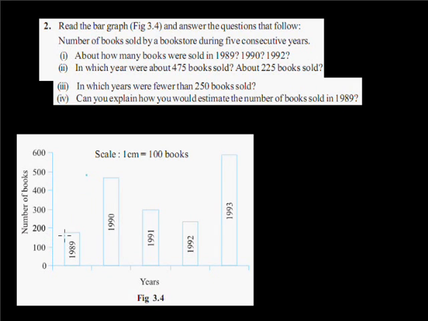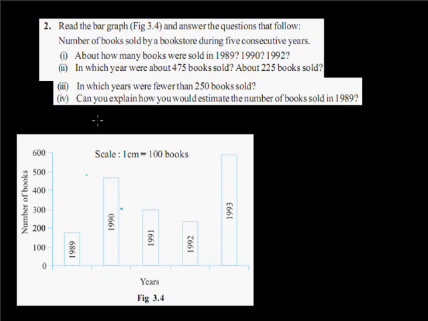Now in year 1989 we have almost 175 books. Then in 1990 we have almost 475 books. In year 1991 we have 275 books. In year 1992 we have 225 books, since it is above 200. Then in year 1993 if you see, we have less than 600 but more than 500 books.